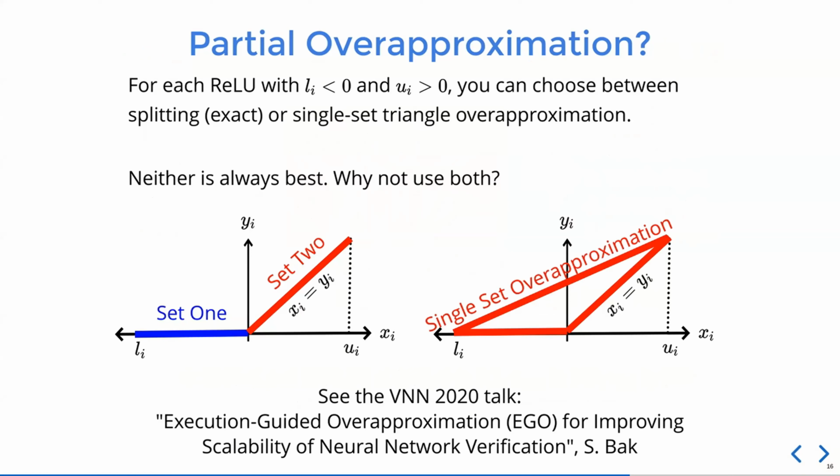So this paper is not about partial over approximation. This is sort of an additional thing you could think of where, instead of splitting or doing over approximation, why not do splitting on some neurons and over approximation on other neurons? That's definitely a good way to do it. But this talk is really about exact analysis. If you're interested in this method, there's another talk in VNN, which is one of the workshops associated with CAV, that you can look out for.